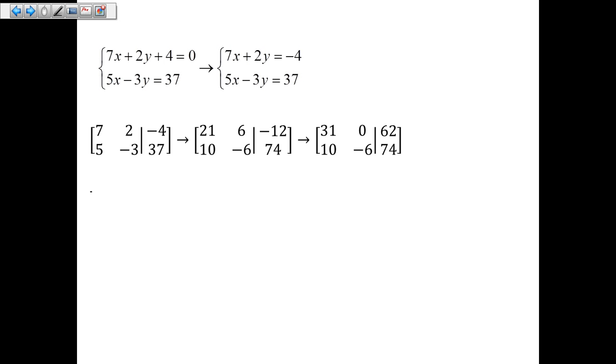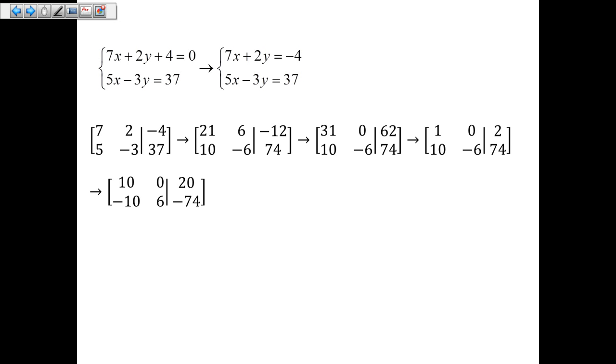Things are starting to work out very nicely. I divide by that 31 and I've got my top row all done. Now I need to get rid of that 10. So let's go ahead, multiply row 1 by 10. I can undo that later. It's okay to do this.